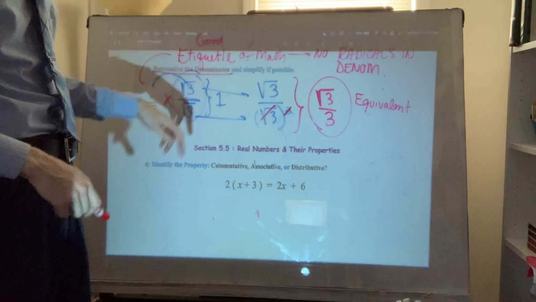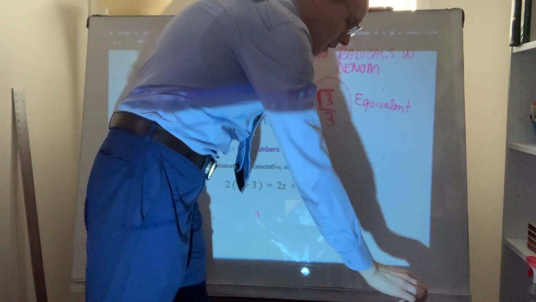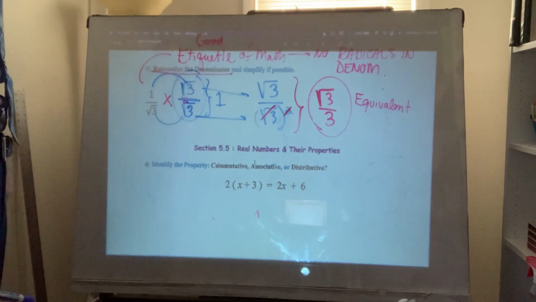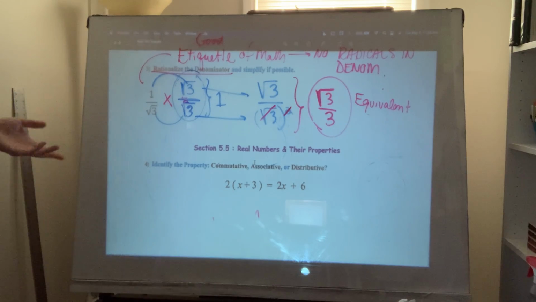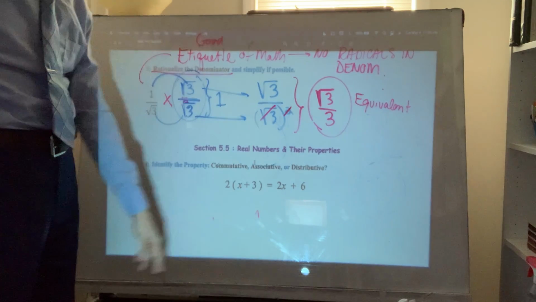It's just rationalized. Okay. Now, down here we switch to section 5.5. Identify the property as either commutative, associative, or distributive.